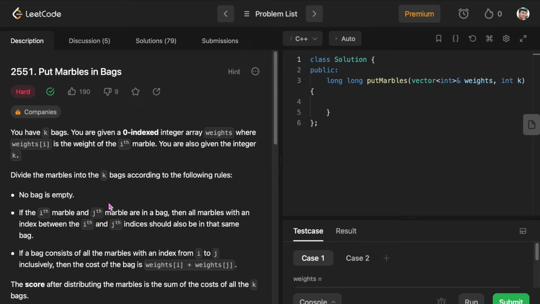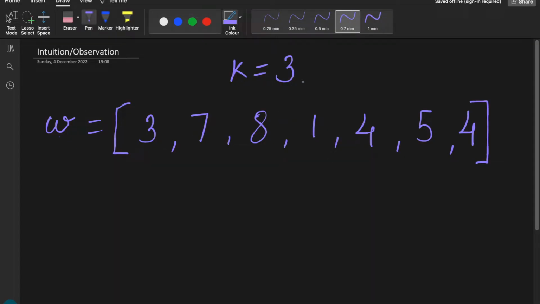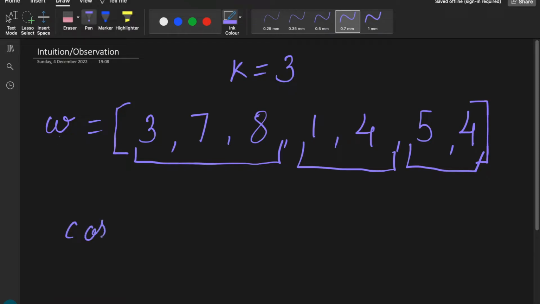So let's understand the intuition behind it. Let's assume this is the weights array and k is equal to 3. So we have to divide the weights into 3 bags. Let's assume we do the distribution like this: 3 to 8 in one bag, 1 to 4 in the second bag, and 5 to 4 in the third bag. So what would be the cost of it? The cost would be 3 plus 8, its start and end, then 1 plus 4, then again start and end, that is 5 plus 4.